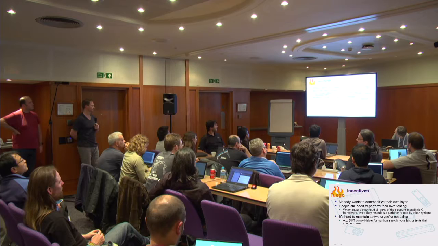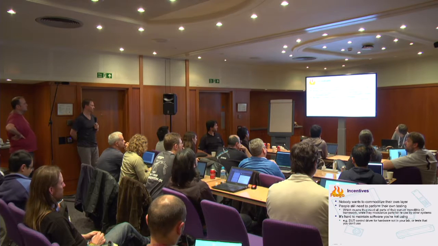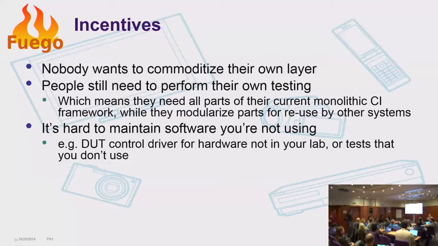I think nobody wants to commoditize their own layer, right? We're all kind of invested in our own software that we've written. And one of the difficulties is people will still need to perform their own testing. All of us are doing our own testing exercises with our frameworks. And in the process of modularization, as we break stuff apart, we still need all the other pieces of our monolithic system to continue that testing activity.